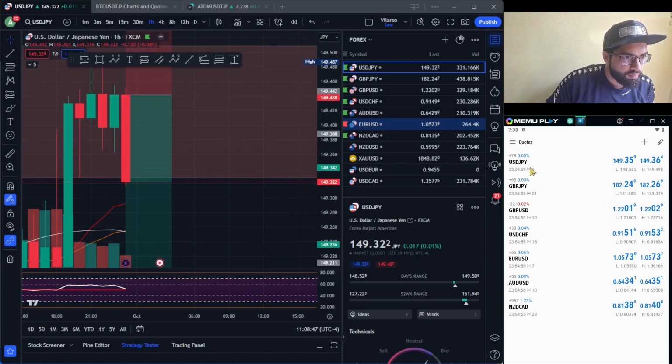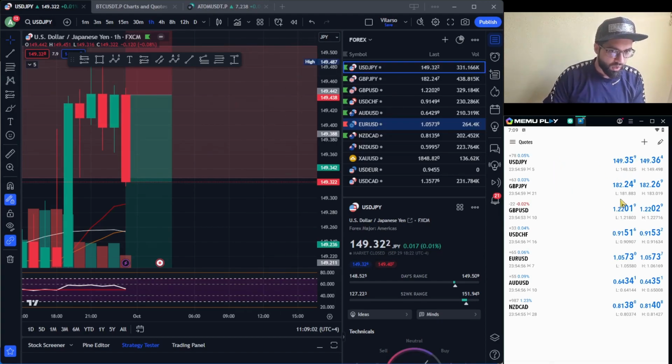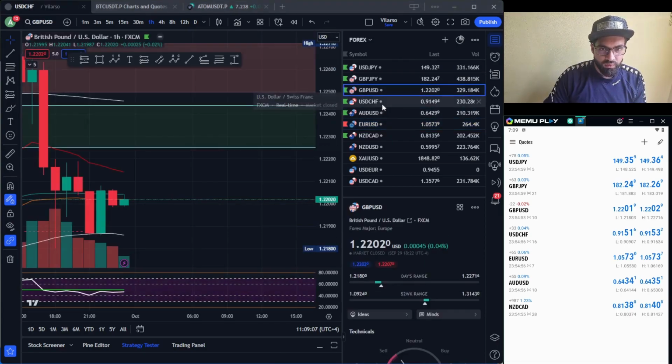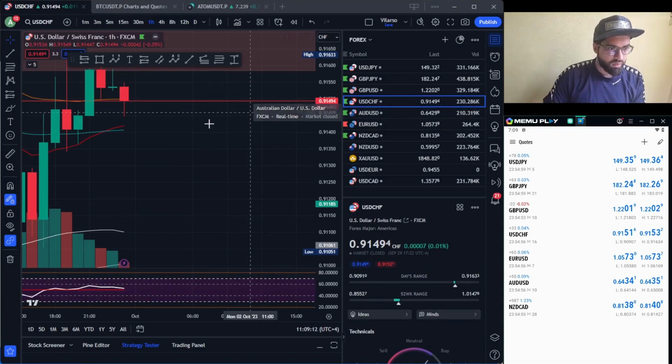For USD JPY, it's 149.35, and on TradingView, it's 149.32. So that is a difference of 0.3 pips, if I'm not mistaken, which is basically nothing. So I have gone ahead with these charts for my analysis on TradingView, which are almost the same as what it is on MetaTrader 5, and that's what I'll be using.